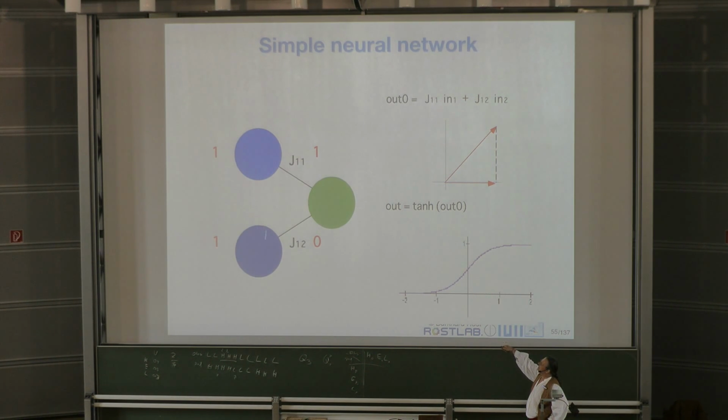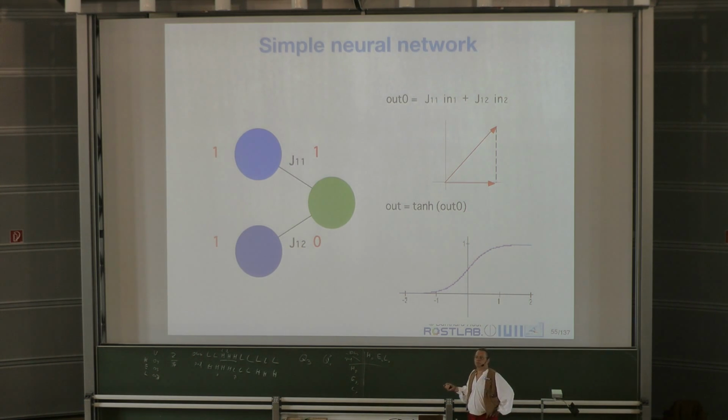And this is the input here on the left-hand side, blue. Here's the output in green. And there are connections. The inputs have states. The connections have states. What you do as an operation, you begin by multiplying the vector of the input value, 1, 1, with, in this particular case, the vector of the connections, 1, 0.